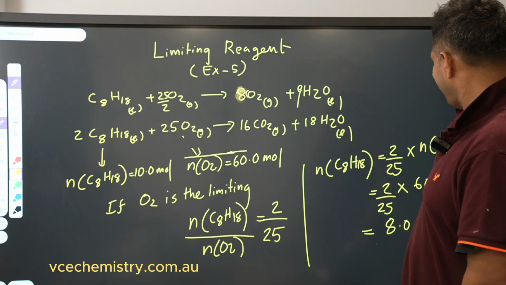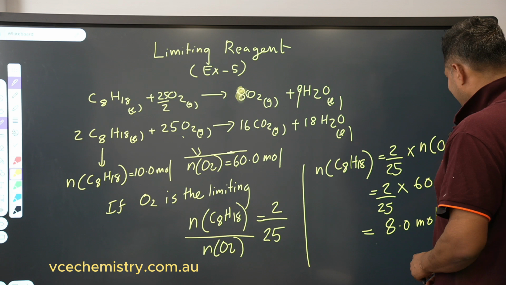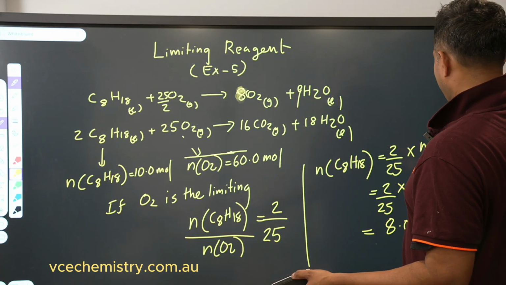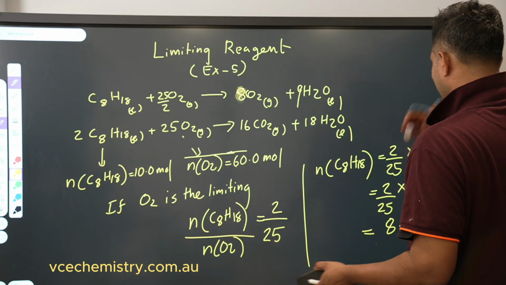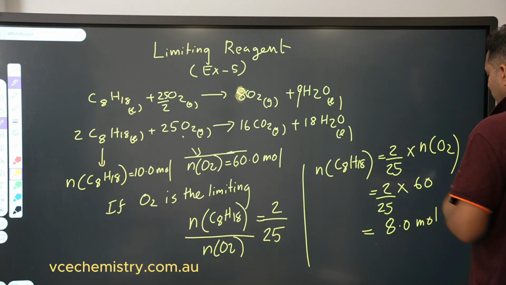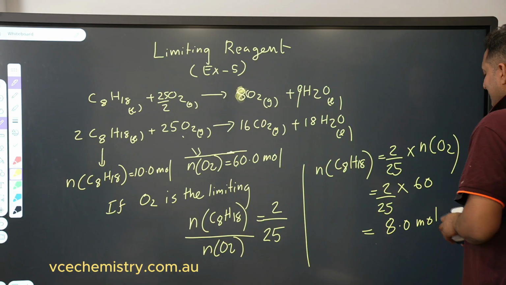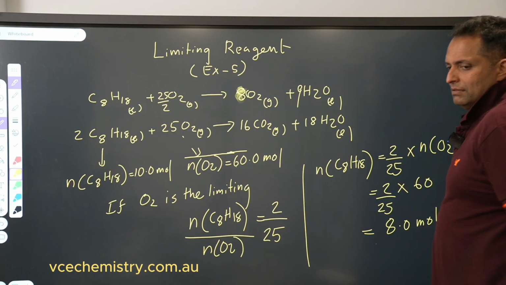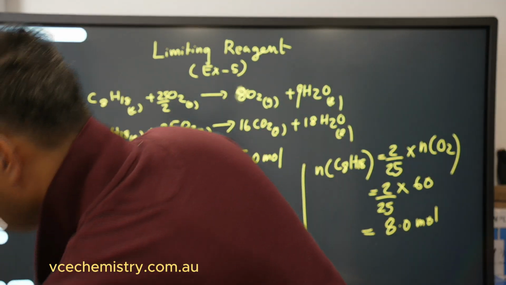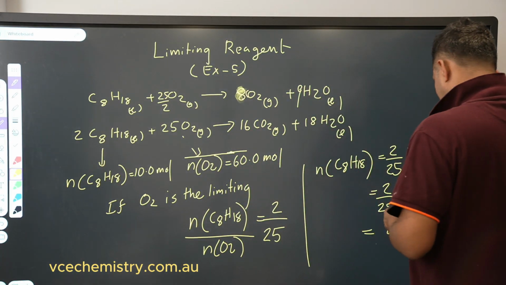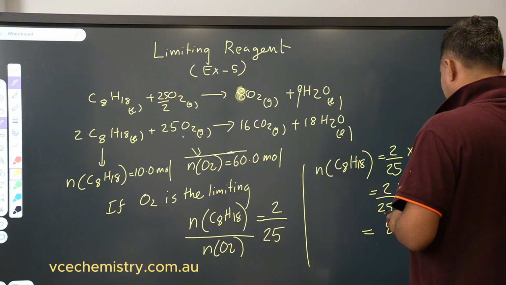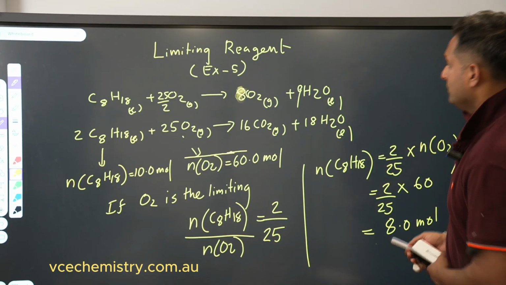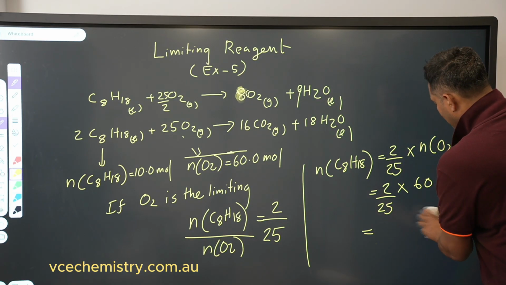No, it's not 8. That's wrong. How come it is 8? It's not 8. 120 divided by 25. I cannot even do division now. Okay, let's use a calculator. Sorry, because it's too late. 120 divided by 25 is 4.8. You need only 4.8 moles.